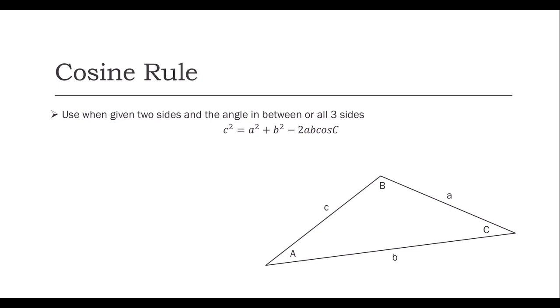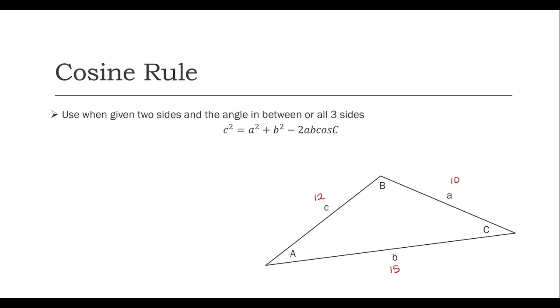Next, you have your cosine rule, which you'll use when given two sides and the angle in between, or if you're given all three sides. So C squared equals A squared plus B squared minus 2AB cosine of C. So if we were given all of the sides, for example, so if this was 12, 10, and 15, we could find an angle using the law of cosines.